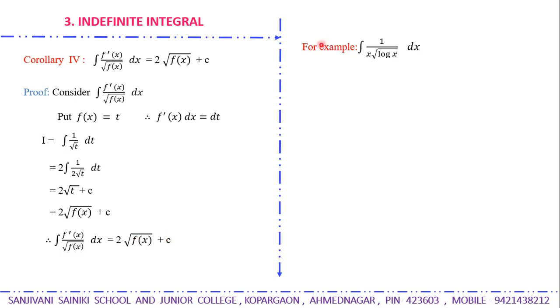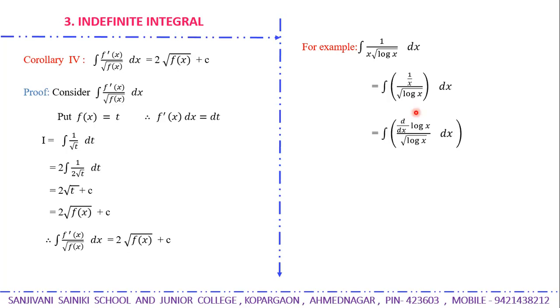Now let us see one example based on this. Here 1 upon x root log x is the function. We have to integrate. So I can write this as 1 upon x and under root log x. Now if you see, the derivative of log x is present in the numerator. So its integral is 2 root log x plus c.